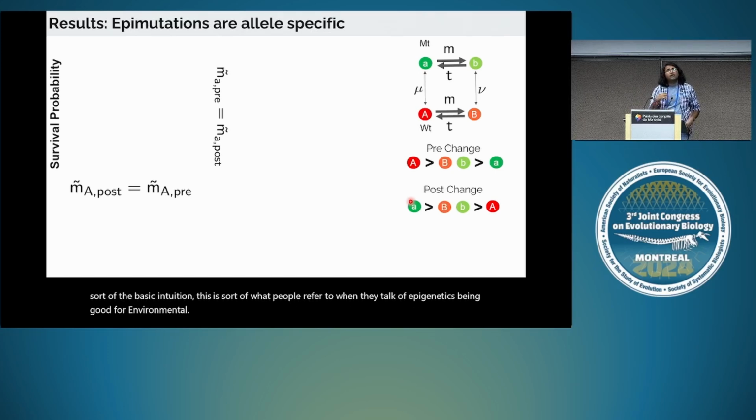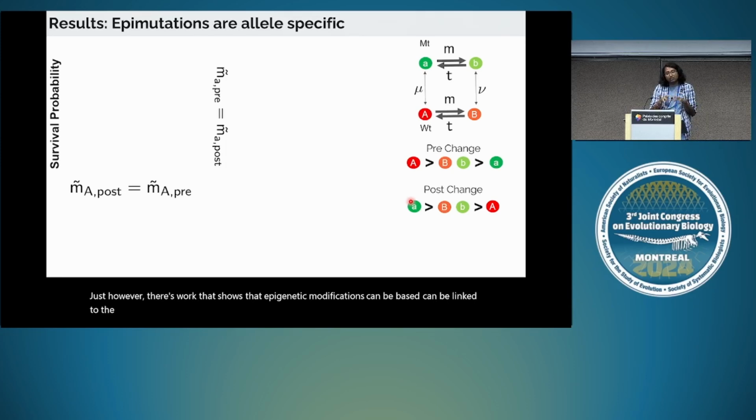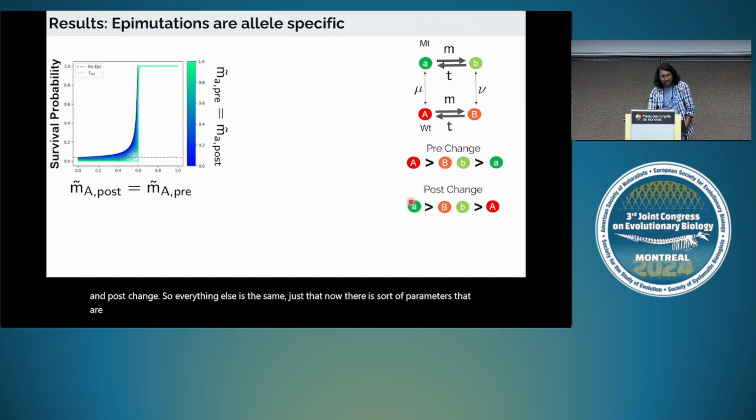However, there's work that shows that epigenetic modifications can be linked to the genetic basis. So we look at the case where the big A has the same epigenetic modification rate pre and post change, and little a has the same epigenetic modification rate pre and post change. So everything else is the same, just that now there are parameters that are equal to each other. And now we start to see some differences.